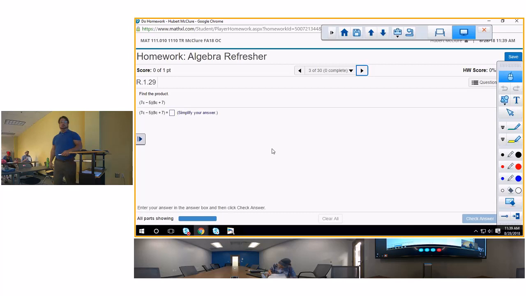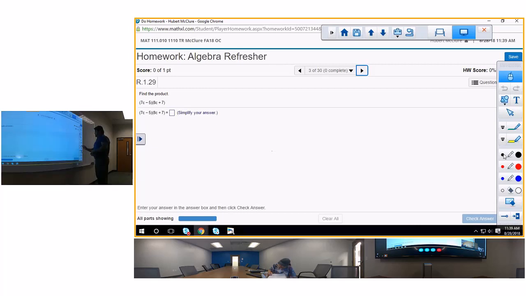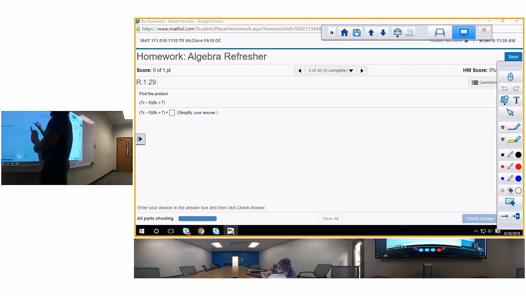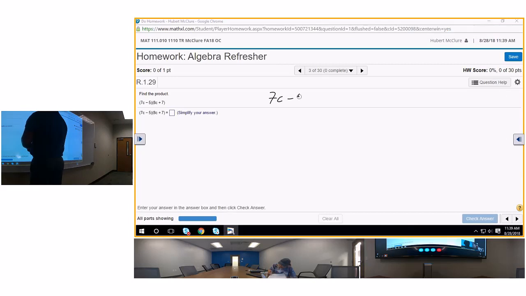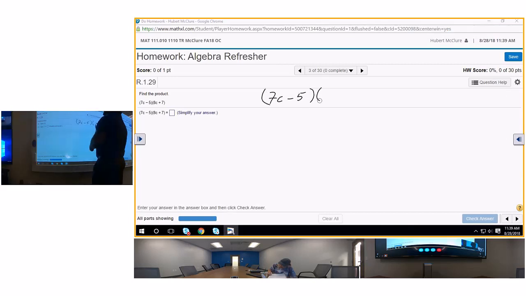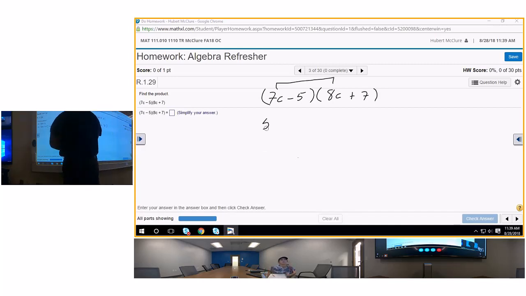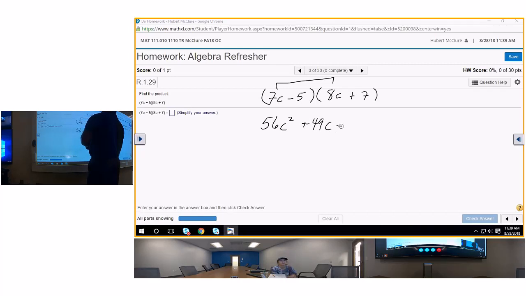So we're using the distributive law or the FOIL, depending on what you really want to use. 7C minus 5 times 8C plus 7. First is 56C to the what? Second. Plus 49C minus 40C plus or minus what? 35?